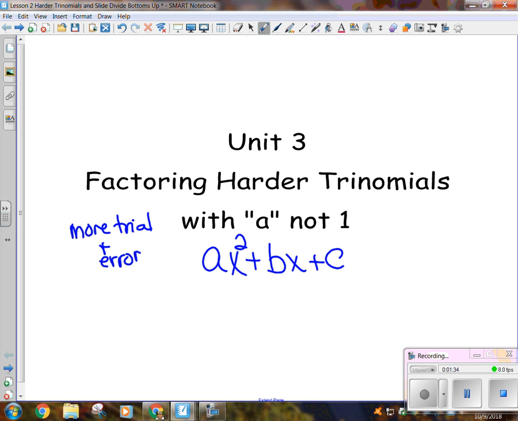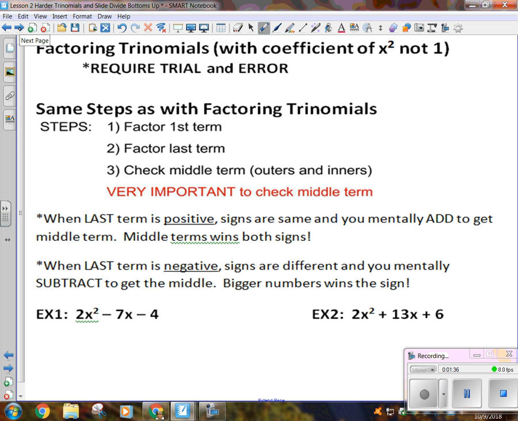Okay. Let's jump in. Factoring trinomials with a coefficient of x squared not 1 does require some trial and error. These are the same steps. You'll notice the first 3 things have never changed since I first talked about factoring trinomials. We're going to factor the first term, so we're going to look at the front. We're going to factor the last term, so we're going to look at the back. Then we're going to check the middle terms by checking what? Outers and inners. That is going to be very important, especially today.